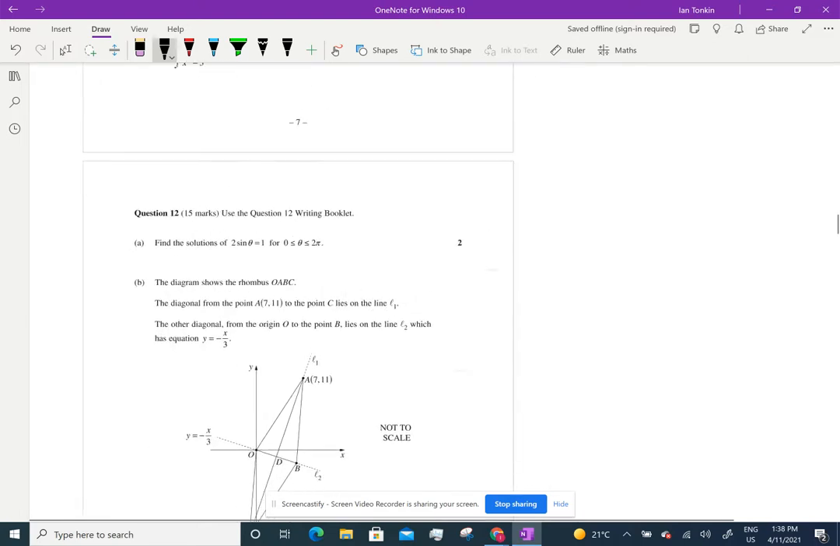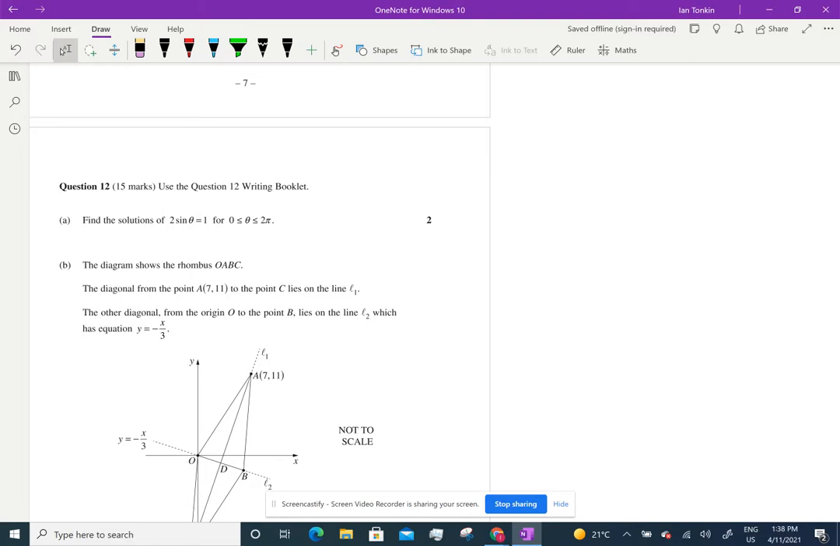Now, the beauty of this is that when we get our answer in the end, we're going to be able to test it. So the first thing I'm going to do is write this down and solve this equation. 2 sine theta equals 1. I divide by the 2, so I get sine theta equals a half.